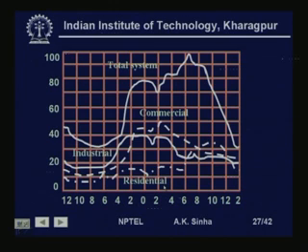Now, as we see from this diagram, which is a typical system load profile, what we are seeing is that the system load is never constant. It keeps on changing at different times. We have a very low loading at early morning time.